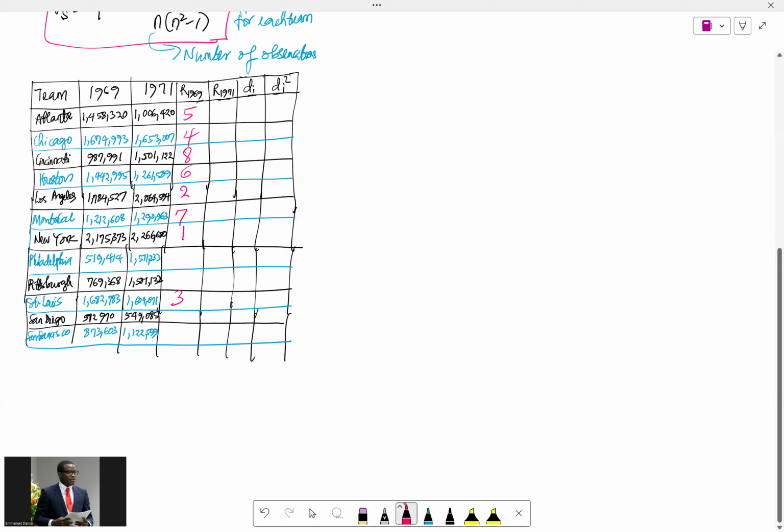Then number nine is San Francisco, 873. Number 10 is Pittsburgh. Number 11 is San Diego. And the last is Philadelphia, number 12.